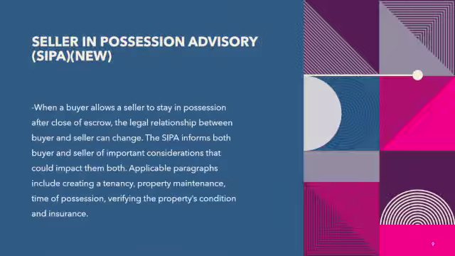The next one is the Seller in Possession Advisory, SIPA. When a buyer allows a seller to stay in possession after close of escrow, the legal relationships between the buyer and the seller can change. The SIPA informs both buyer and seller of important considerations that could impact them both. Applicable paragraphs include creating a tenancy, property maintenance, time of possession, verifying the property's condition, and insurance. So it's an advisory.